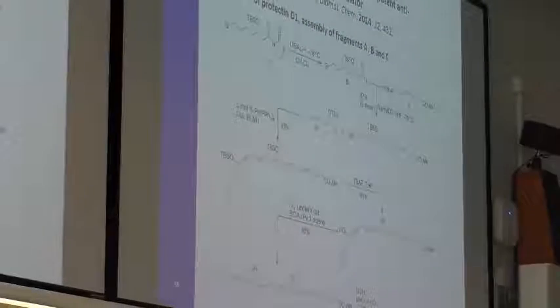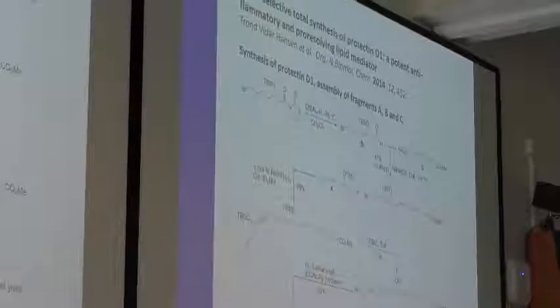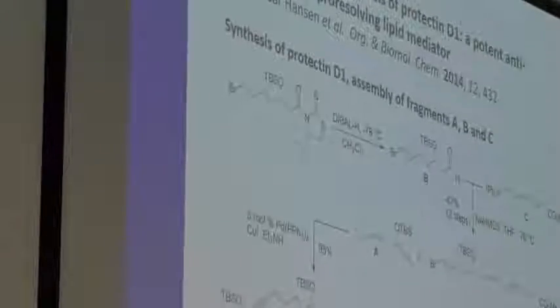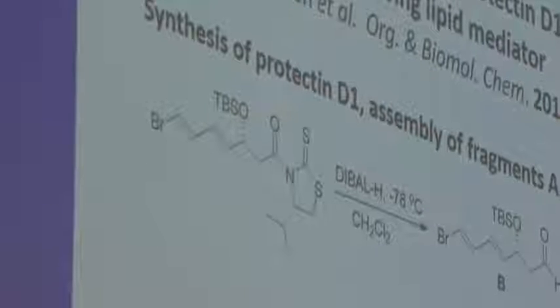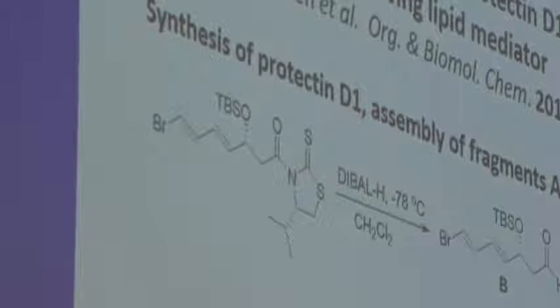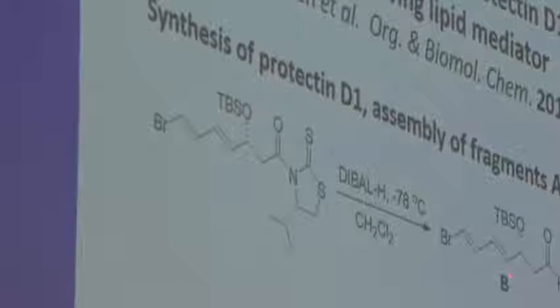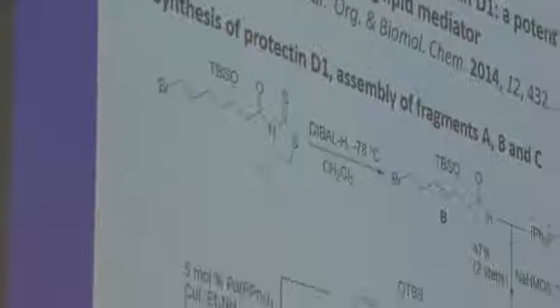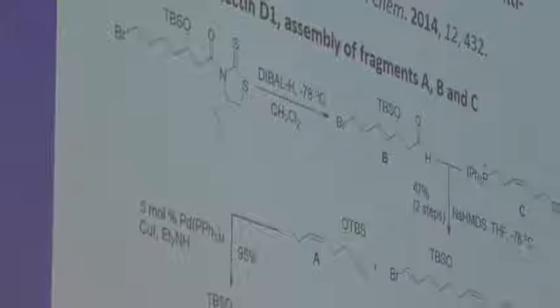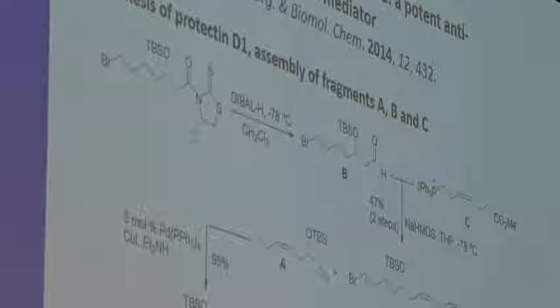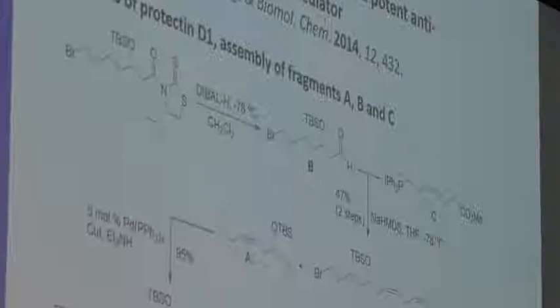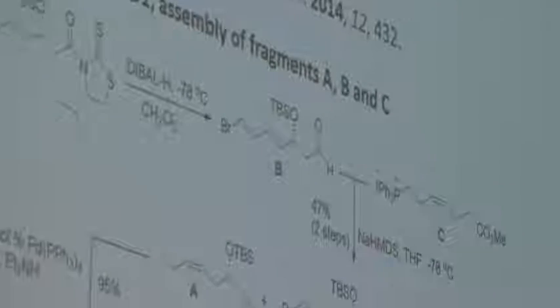The assembly of fragments A, B, and C, and the final steps toward the PD1 is shown here. The labile and fresh aldehyde B was reacted with fragment C in a Z-selective Wittig reaction. After chromatographic purification, none of the undesired E isomer was detected.